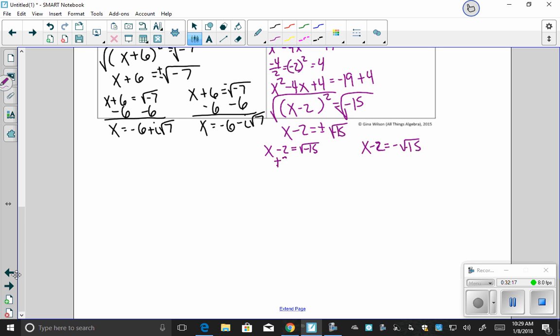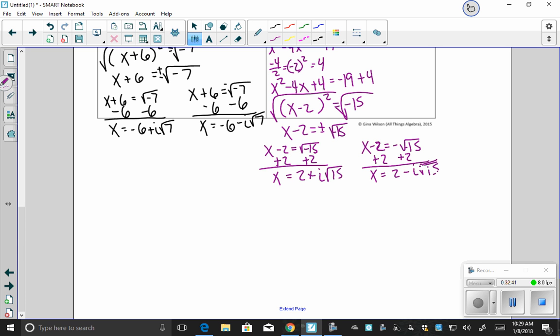So I add 2 to both sides. The negative pulls out and becomes an i. So I'm going to have x equals 2 plus i square root of 15. And the same thing over here. I'm going to have x equals 2 minus i square root of 15.